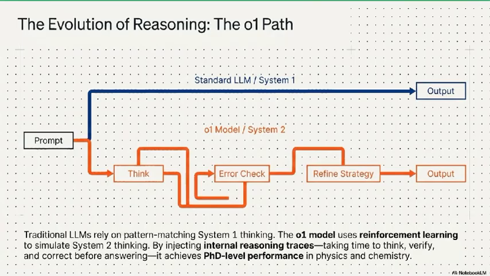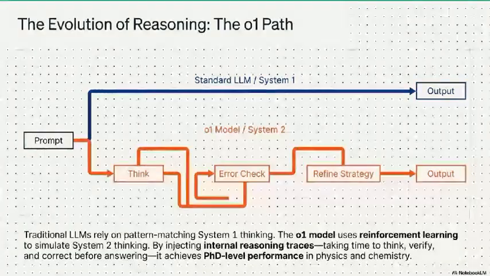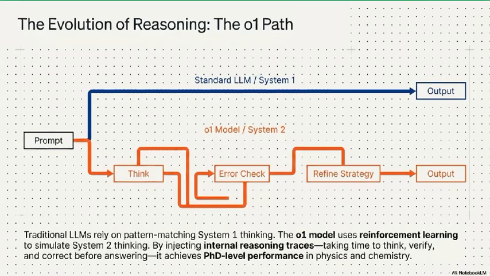And only after iterating through those hidden loops does it finally point to the output. The source material notes that O1 achieves this using reinforcement learning to actually simulate deep System 2 thinking. By injecting these internal reasoning traces, by structurally forcing the model to take the time to think, verify, and correct its own logic before it speaks, it achieves literal PhD-level performance in complex, highly deterministic domains like physics and organic chemistry.